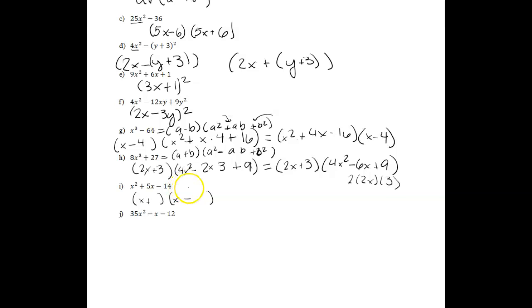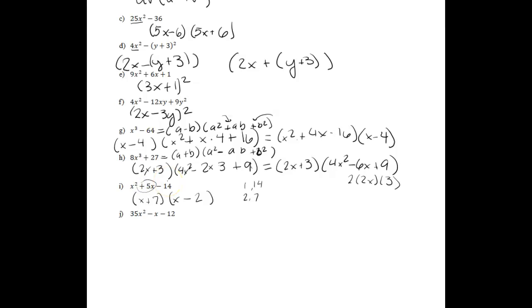And factors of 14 are 1 and 14, 2 and 7, and yeah, I think I already found my factors to get me a positive 5. So that should be a positive 7 and a negative 2, because positive 7 minus 2 gives me that positive 5 in the middle that I need.